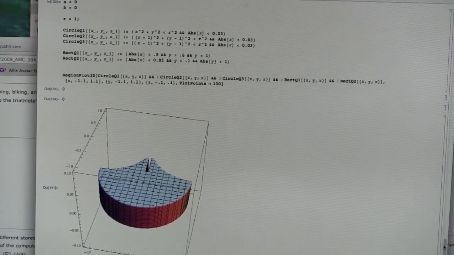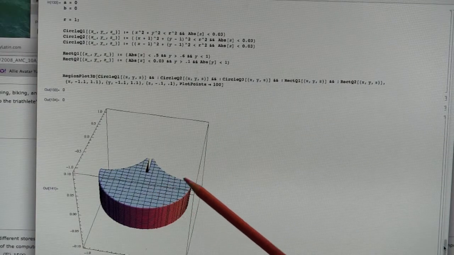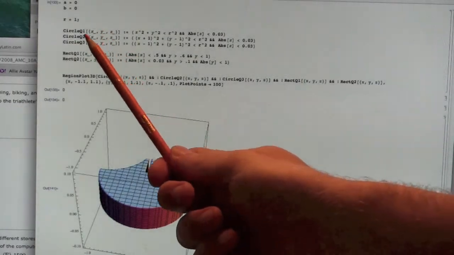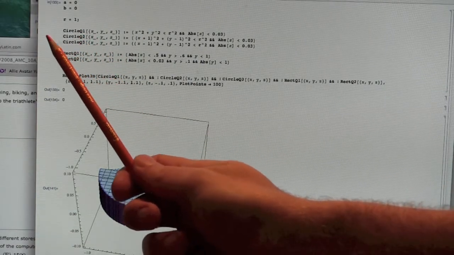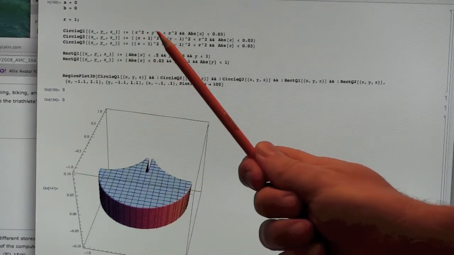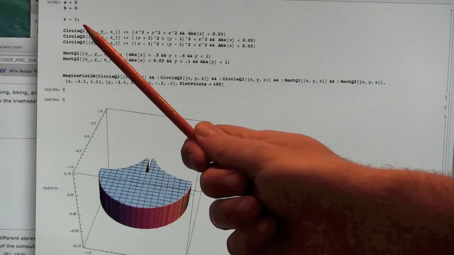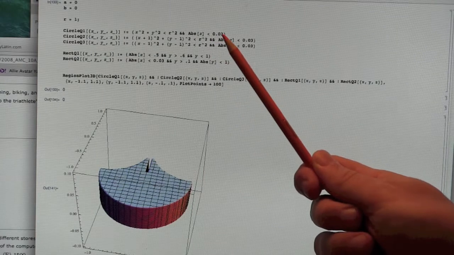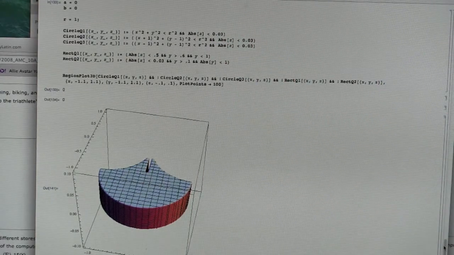Okay, so what we're going to do is look at how we made this shape in Mathematica. You can come a little closer to the screen here. First I defined a circle. I call it circle Q1. That's our 3D printing language. It is x squared plus y squared is less than r squared, where the radius is 1, and the z coordinate is less than 0.03, just to make it a bit thick.